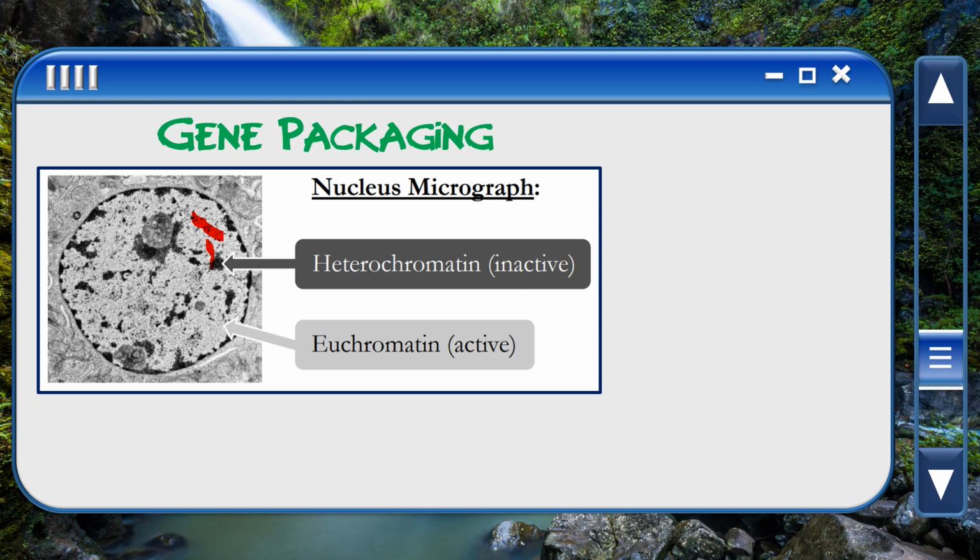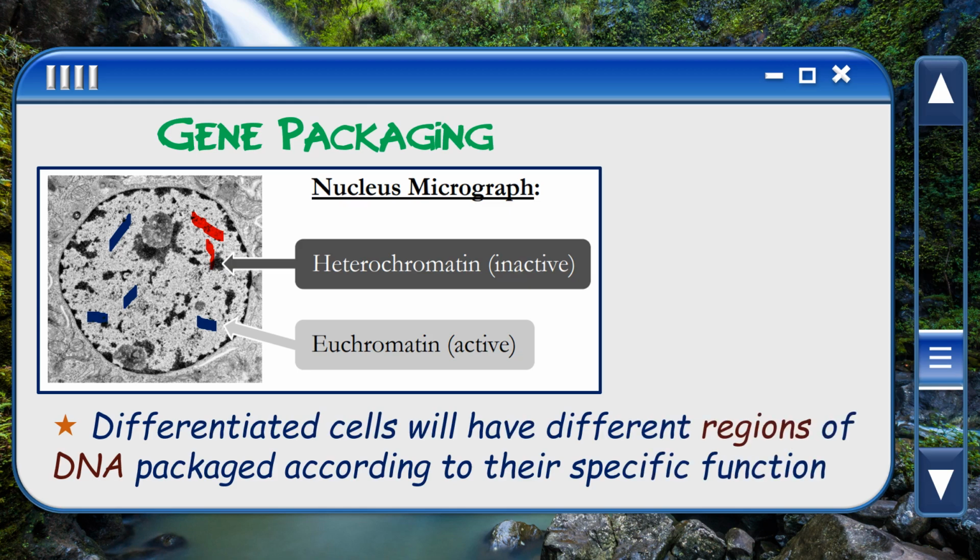Then the white areas that we are seeing here and there are exposed and unpackaged. That's where we have our genes that are going to express themselves, or what we call active genes.